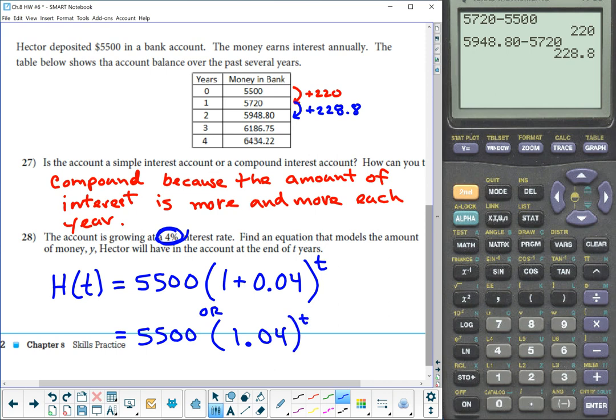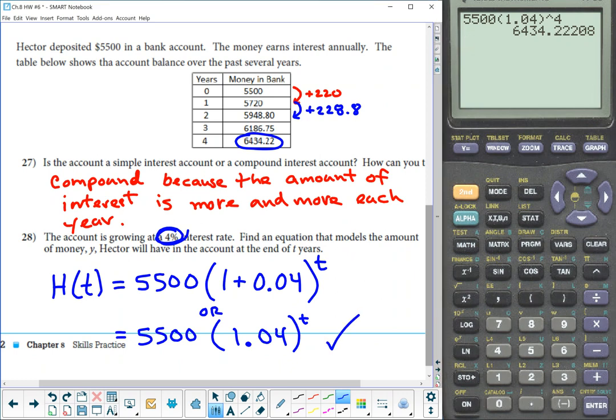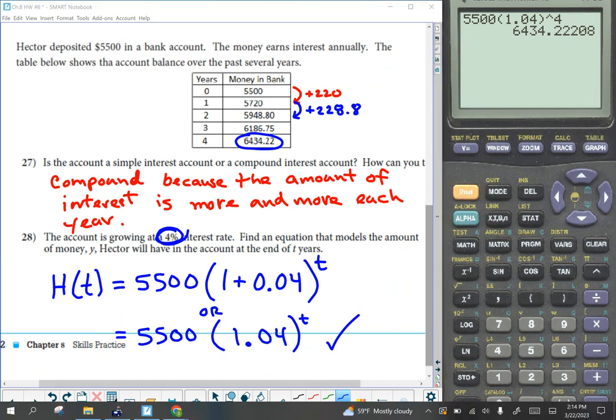We can double check it, see if that works for 4 years. So for 4 years, it should come out to be 6,434.22. So we use 5,500 times 1.04 to the power of 4, right? So you get 6,434.22. So that actually works out. Check. All right, that's all for the show, guys.